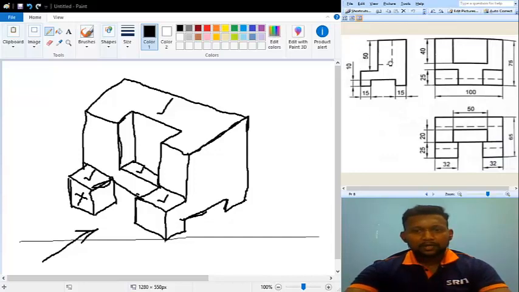Okay, and coming to the side view, already we have seen the side view. In the side view we are able to see this entire shape. This side view is nothing but the right side view. So if you see from this end, you should be able to see this entire portion. Okay, and what about this particular dotted line? This dotted line is nothing but this hollow portion here.